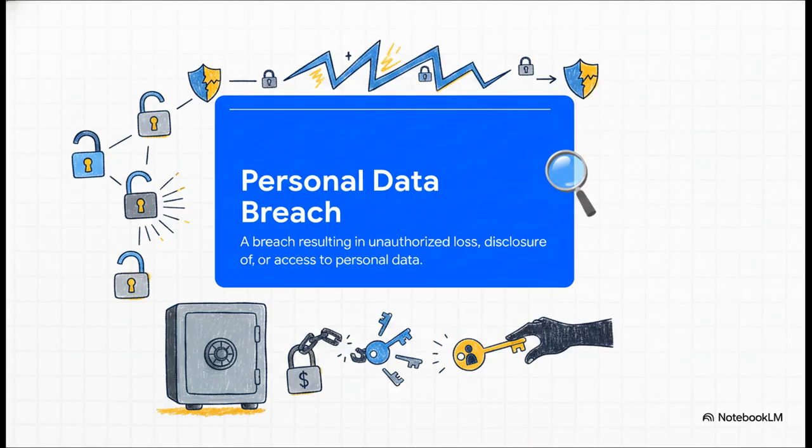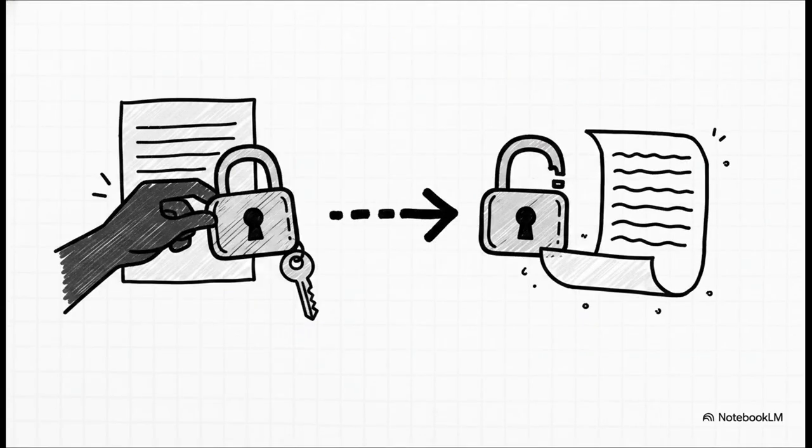To go back to our analogy for a second, a standard data breach is breaking into the lobby, sure, but a personal data breach is stealing the keys to a specific customer's private vault. Suddenly, your highly personal information is just out there in the wild. And here is a totally crucial point.